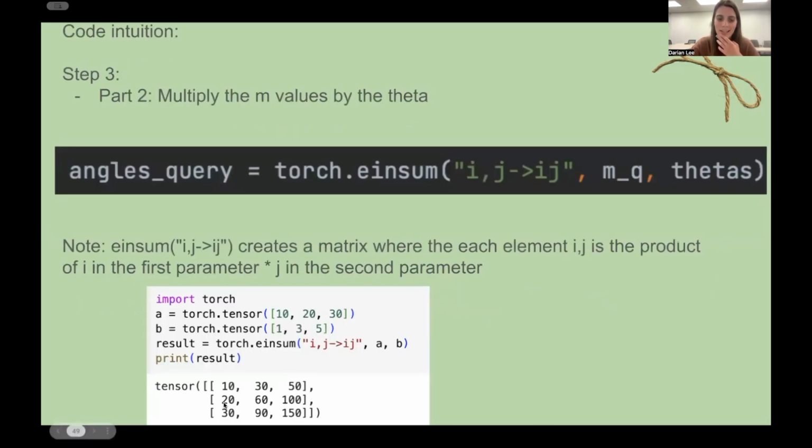And I've shown here a little example where you can see that 10, 20, 30 is, you can see there like the i's, then times 1, it's just going to be the same numbers, and then times 3, it's going to be 30, 60, 90, and then times 5, it's going to be 50, 100, 150. So this is just kind of going to create an array with the products of all the sequence lengths and all the theta values, which is what we want when we're calculating m theta.